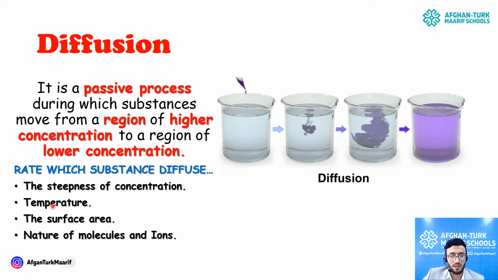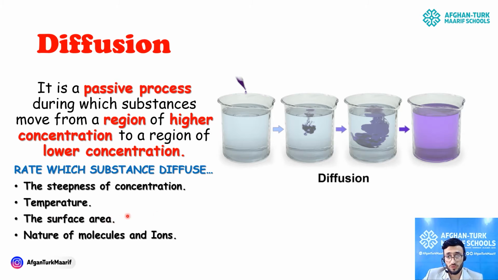Another thing is the temperature. It means temperature also affects the rate of diffusion. As you know, in the kinetic law or law of motion, temperature affects the motion of molecules. It means temperature motivates the molecules to move faster, so diffusion occurs faster in solutions that are hot. Another important factor that affects diffusion is the surface itself.